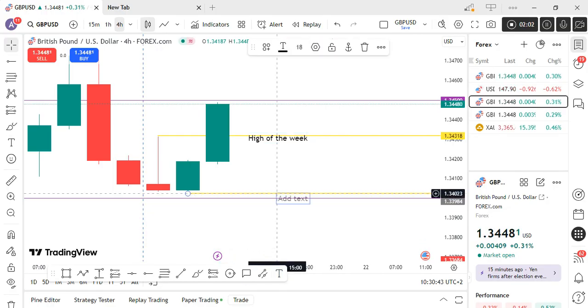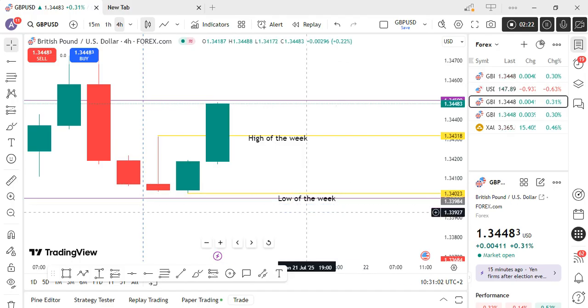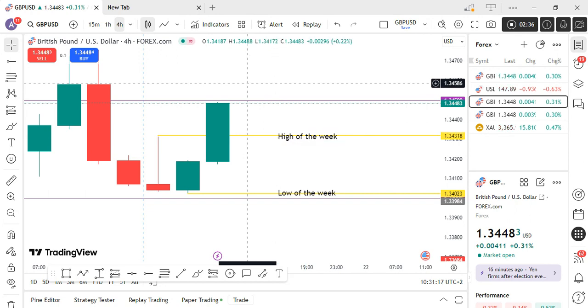For those who are seeing this for the first time, you won't understand, but if you've been following my series, these are important levels and an important part of how I trade. So this one is the low of the week and here is the high of the week. This is how I analyze every Monday. You can see we successfully marked out the high and low of the week.